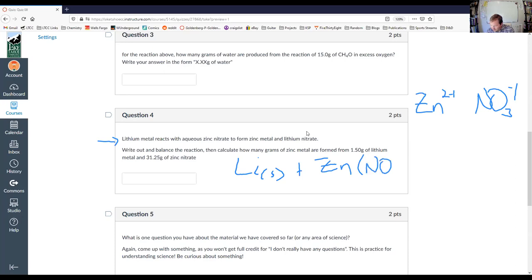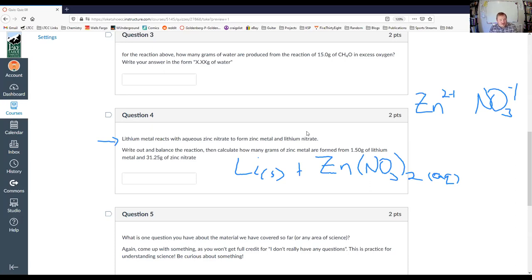zinc with 2 nitrates, and it's aqueous. Oops, and I forgot to put the 2 there. I just said it verbally. Zinc with 2 nitrates, and it's all aqueous. My stylus is being a little finicky today, but please excuse the messiness on some of these.